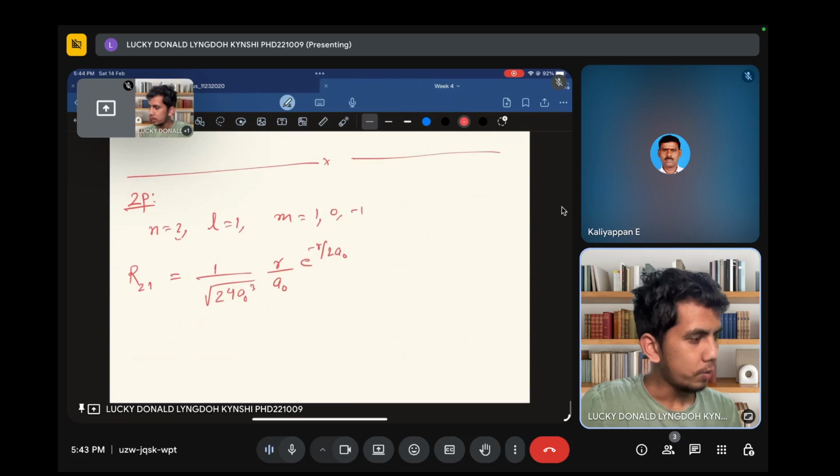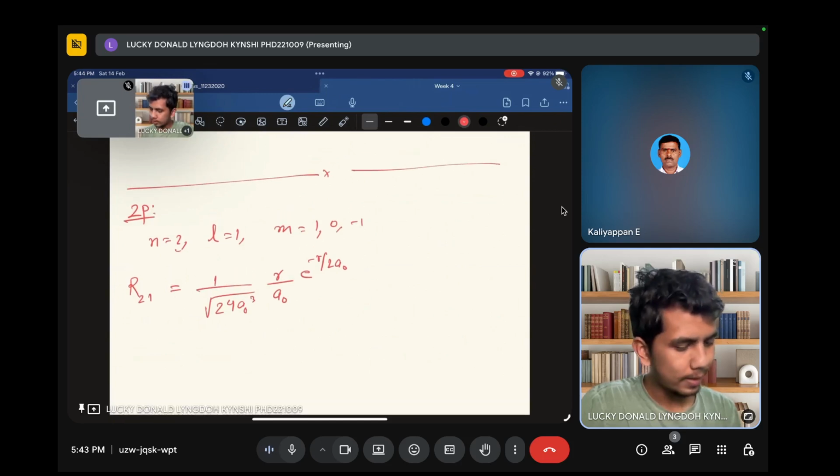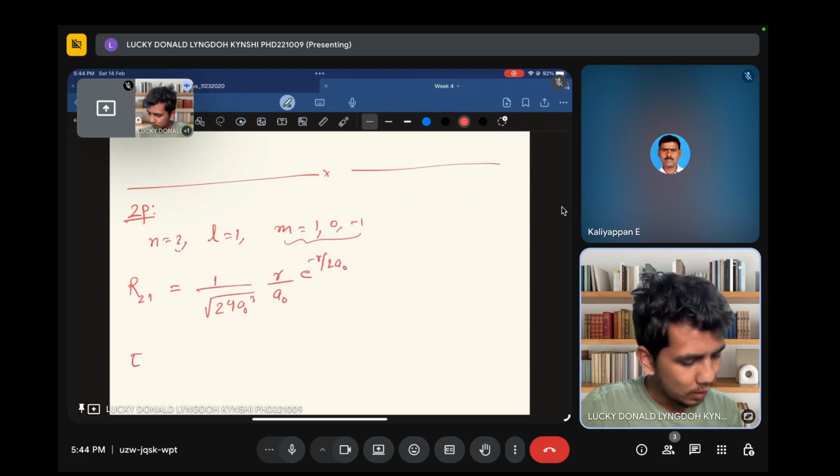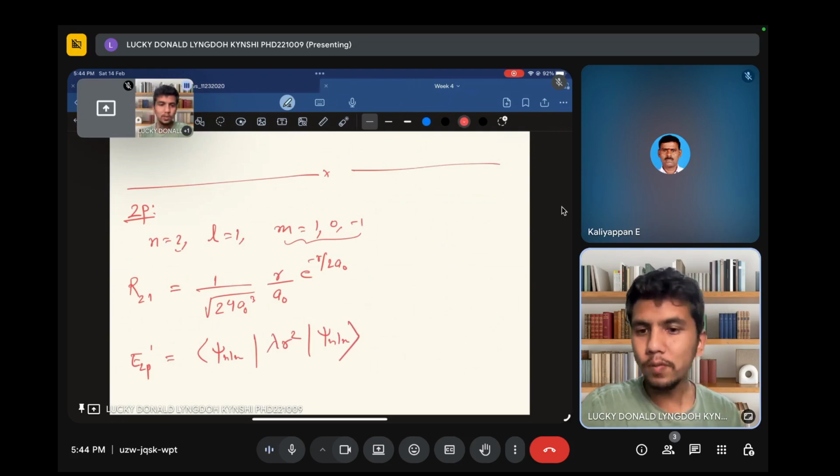Now, again you can write the Y theta part, which will again be 1, 0, minus 1 because you will need Y of l m. So what we will do in this case is that E n of the first state is equal to psi of n l m, the same thing, lambda r square, psi of n l m. This is your first order correction term, as we have already written the formula before.